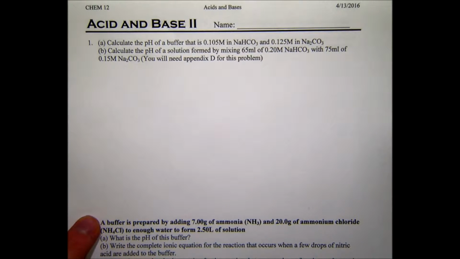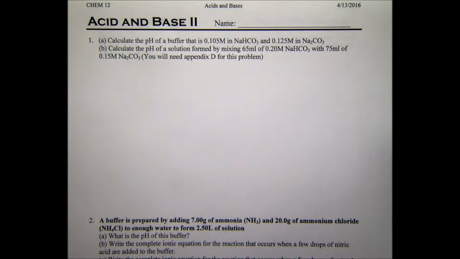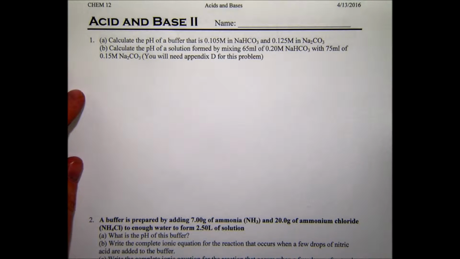So in this video we are going to be looking at mostly buffers, how they are created, and ultimately how they are affected by acids and bases when they are added, and then also a weak base problem as well. So in number one it says calculate the pH of a buffer that is 0.105 molar sodium hydrogen carbonate and 0.125 molar sodium carbonate.